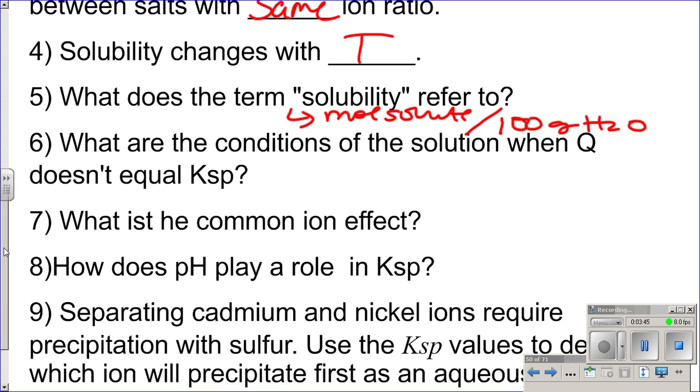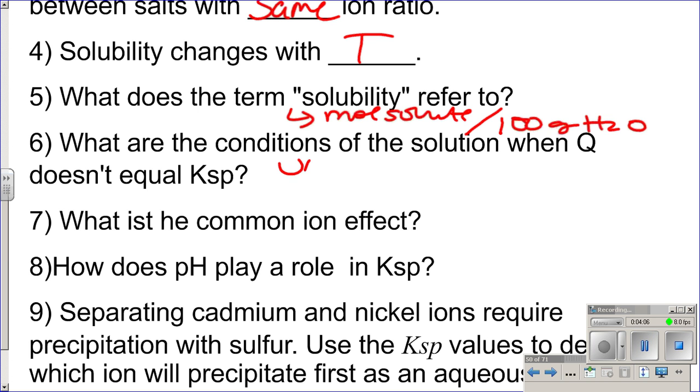What are the conditions of the solution when Q does not equal K? So Q and K were at equilibrium, right? What does that mean about the solution? Right, it's saturated. So what are the 2 other conditions that would apply? Unsaturated and supersaturated. All right, so unsaturated means you can continually add more of a particular salt to the solution, and it's going to keep on dissolving, no problem.